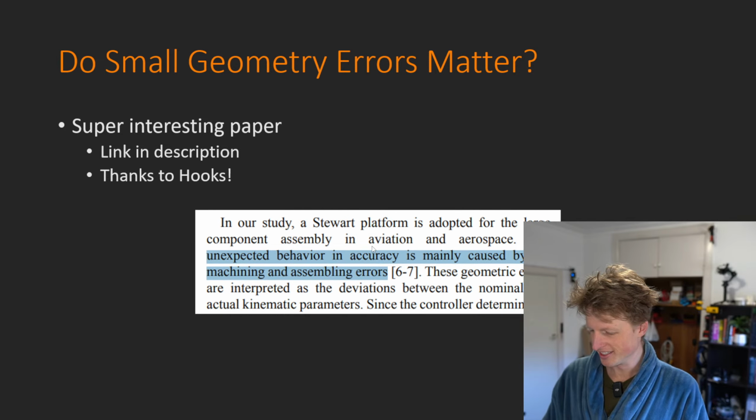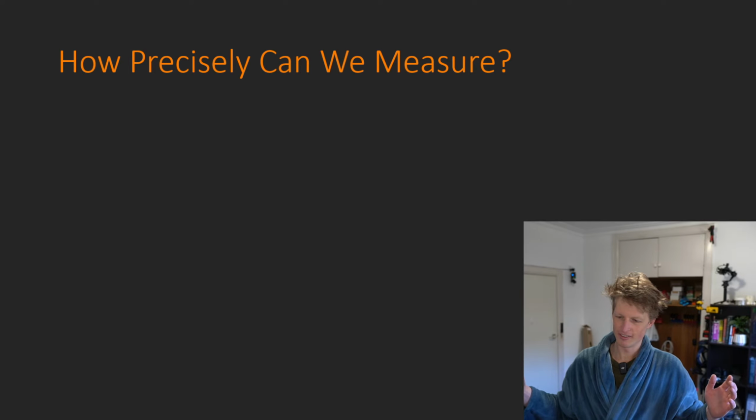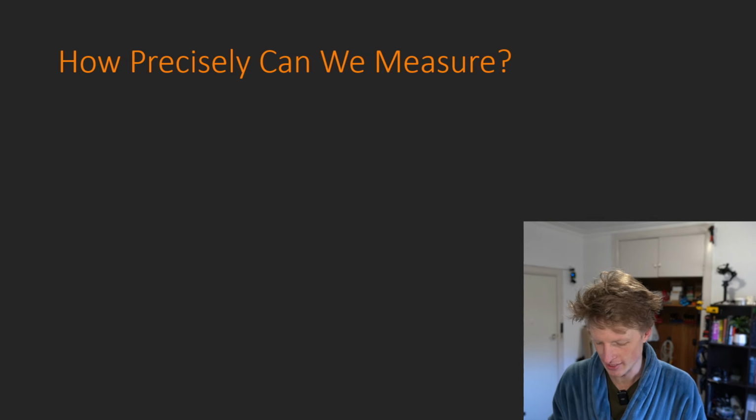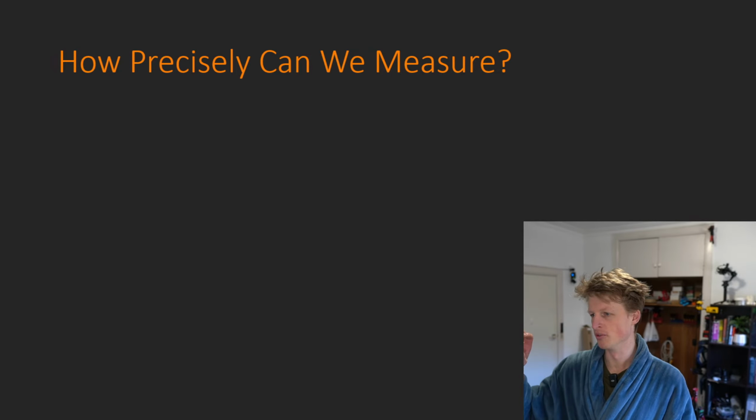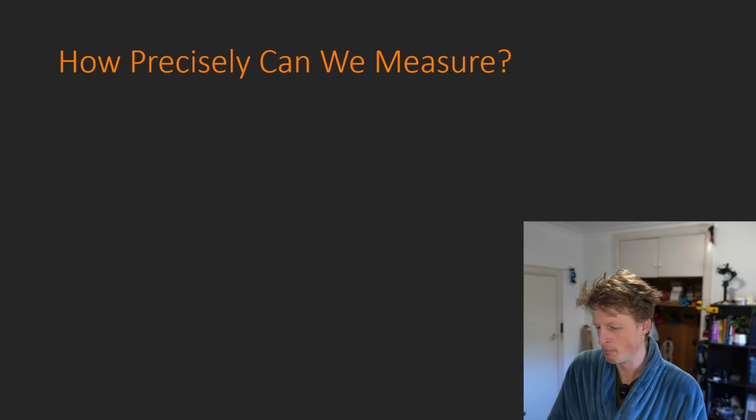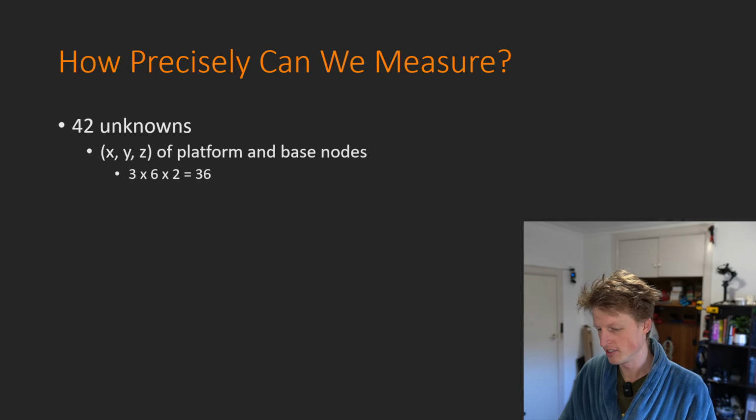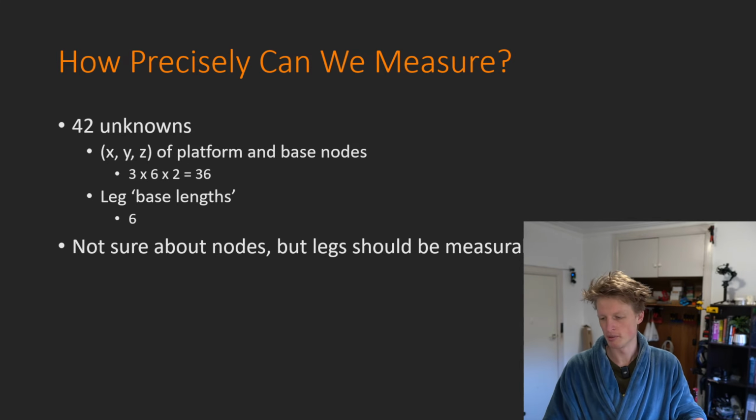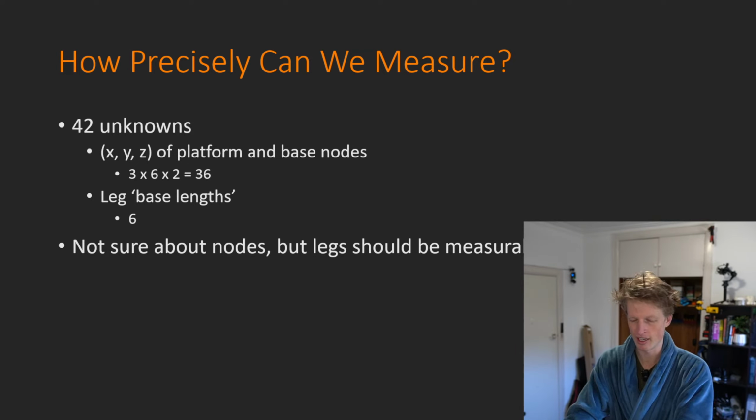Yeah, so interesting turnout. So then the question is, let's ignore the fact that we would need extremely precise measurements to measure Jugglebot and have this approach work. But how precisely can we even measure the Jugglebot? We have 42 unknowns, as we went through before. I'm not sure how I would measure the node positions, but I thought that the legs should be measurable, and we should be able to see how long these are.